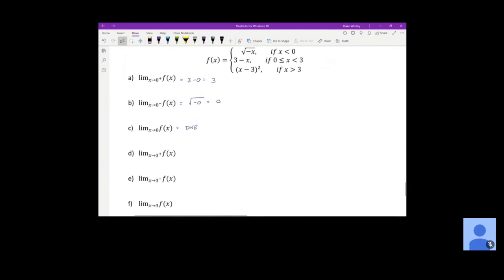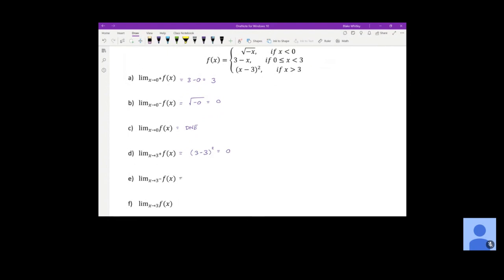All right. So now part D, we're looking for the limit as x approaches 3 from the right. So where are we going to substitute this time? Good. The last piece, x is greater than 3. We're coming in from the right, so that's where we want to be. So this is going to be 3 minus 3 squared, which would give us what? Just 0, right? So 0 squared is 0.